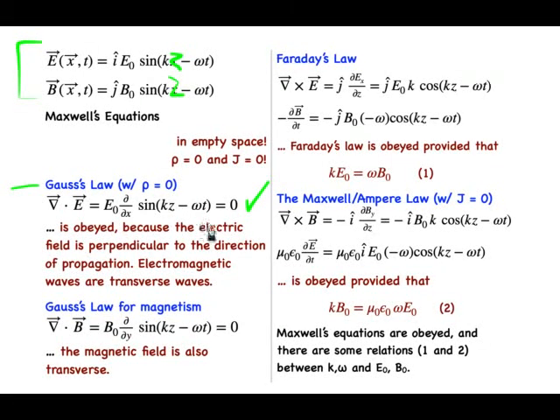It's obeyed because the electric field is perpendicular to the direction of propagation. It's propagating in the z direction, but it's oscillating in the x direction. So electromagnetic waves are transverse waves. And that's why Gauss's law is satisfied. Because when I take a derivative with respect to x, it hits a function which doesn't depend on x. And if E is only pointing in the x direction, then this divergence only involves the x derivative.